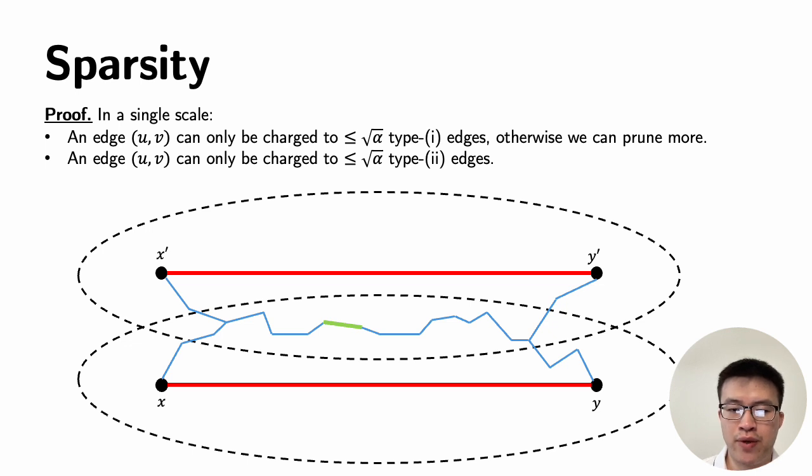we can show that there's a dark green edge that has length proportional to xy and x prime y prime. This dark green edge can replace both xy and x prime y prime. So if an edge uv can be charged to more than square root alpha type 2 edges, then there's a dark green edge that can replace more than square root alpha type 2 edges, and this contradicts our algorithms.